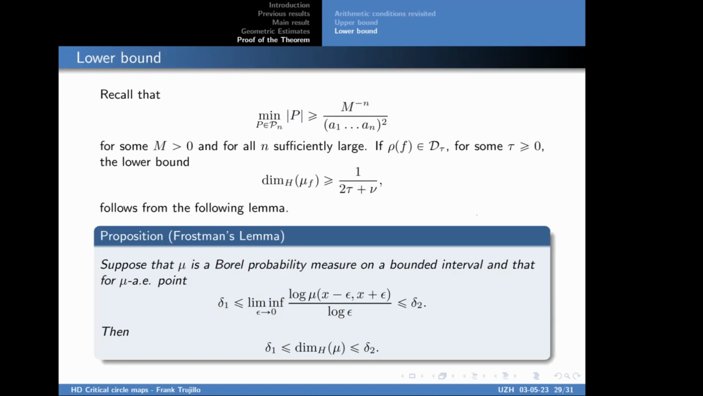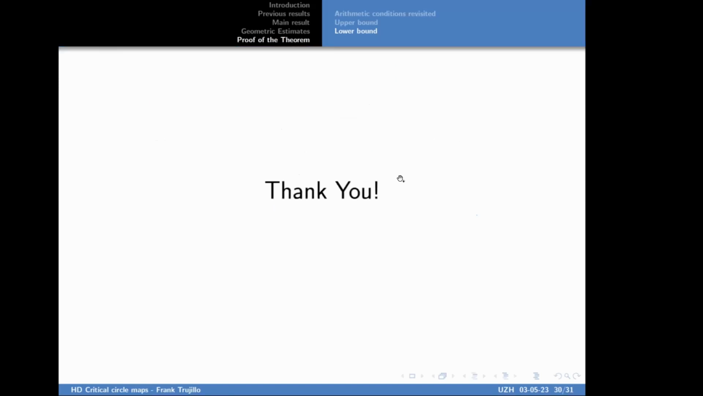So basically, that's it. That's how you get some lower bounds using dynamical partitions related to the rotation numbers. Sorry, I think I went a little bit overboard on time, but thank you.